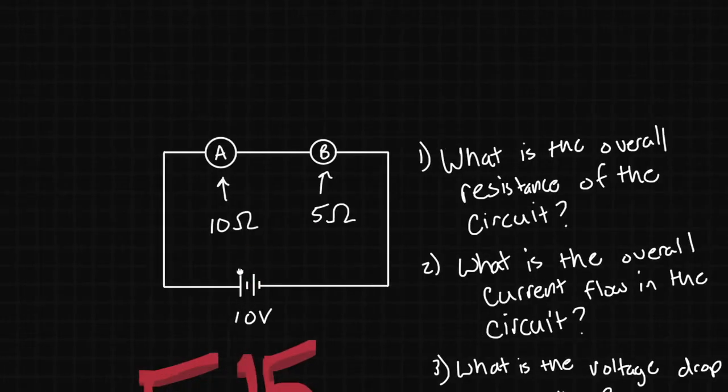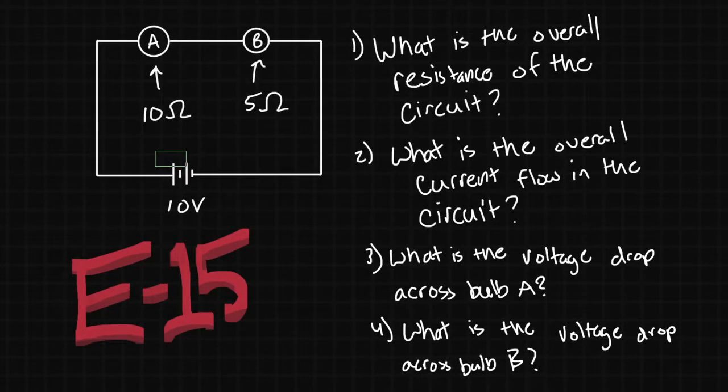Good morning, everyone. I'm going to try to make a quick walkthrough of assignment number 15. We'll go pretty fast here. So we have this circuit here. It's got two bulbs, bulb A, which is a 10 ohm, bulb B, which is a 5 ohm, and we know that we have a 10-volt battery pack.